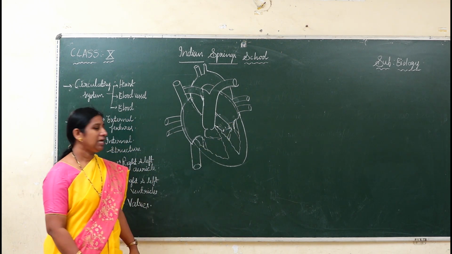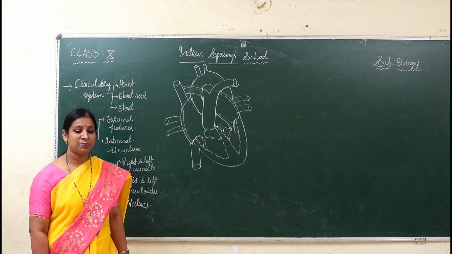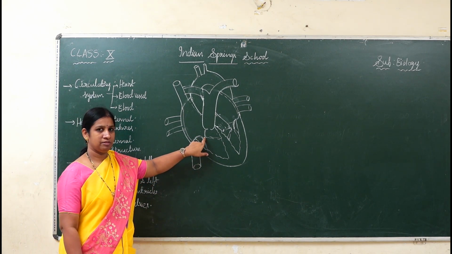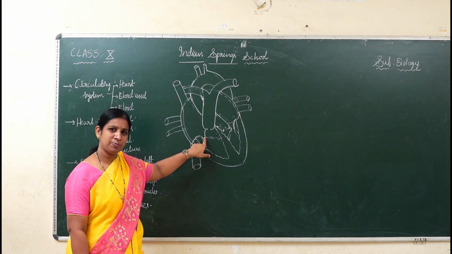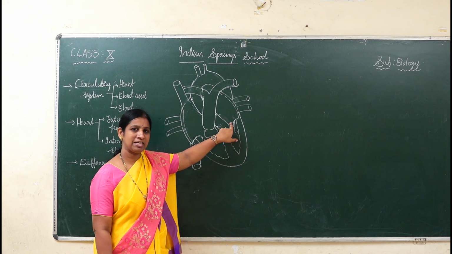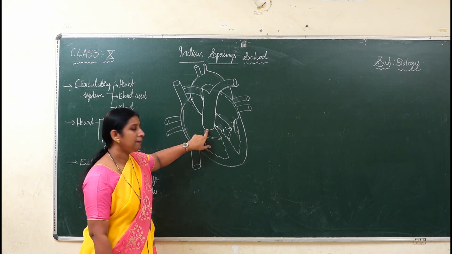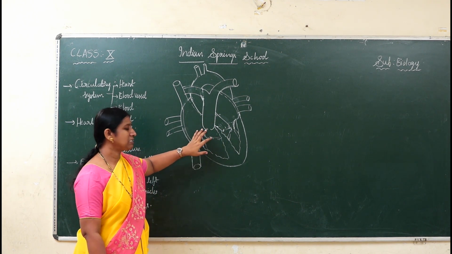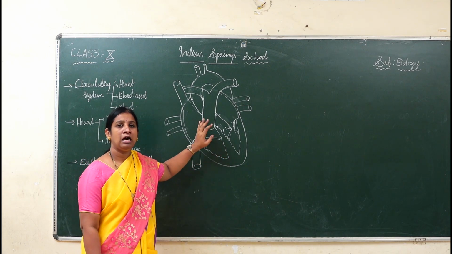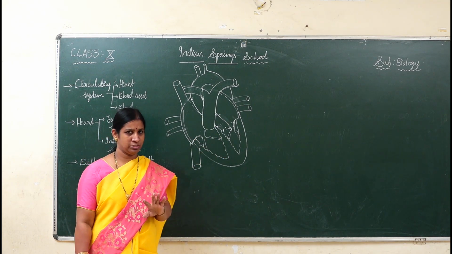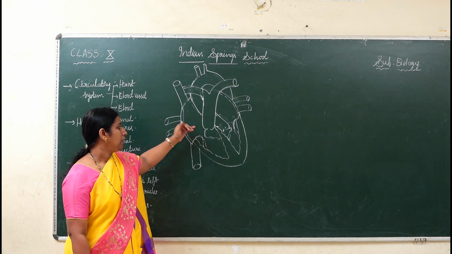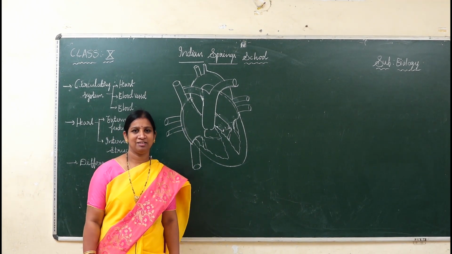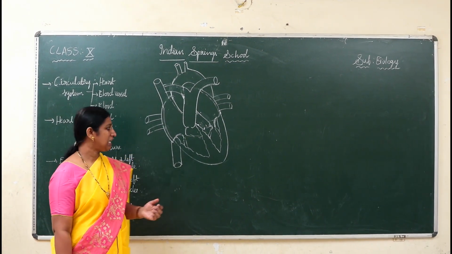I even explained what valves are present in it, right. On the right side is the tricuspid valve, on the left side the bicuspid valve, and here the pulmonary valve, and here the systemic valve. So in the last class I explained how the heart is divided into 4 chambers, what the role of the valves is and where they are located. Okay, so let me start now.